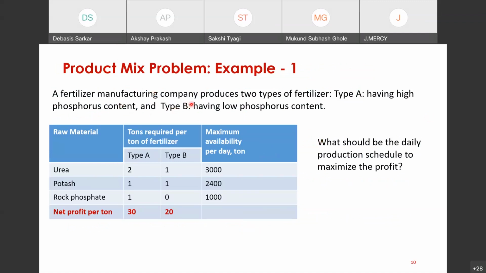So now let's take a simple problem. A fertilizer manufacturing company produces 2 types of fertilizer: type A having high phosphorus content and type B having low phosphorus content. These 2 fertilizers can be made using these raw materials: urea, potash, and rock phosphate.